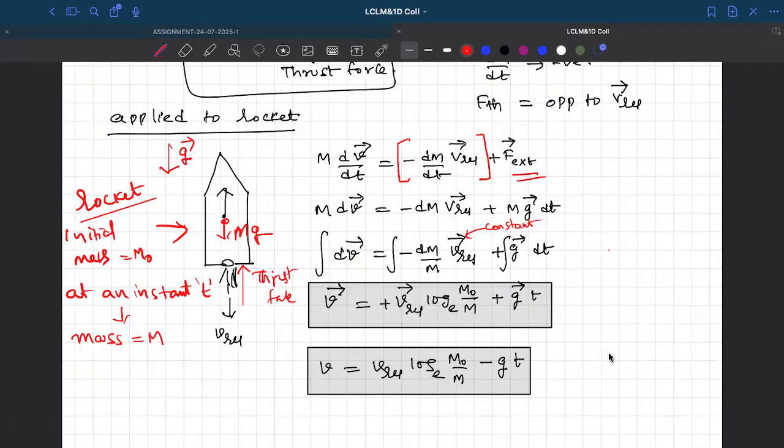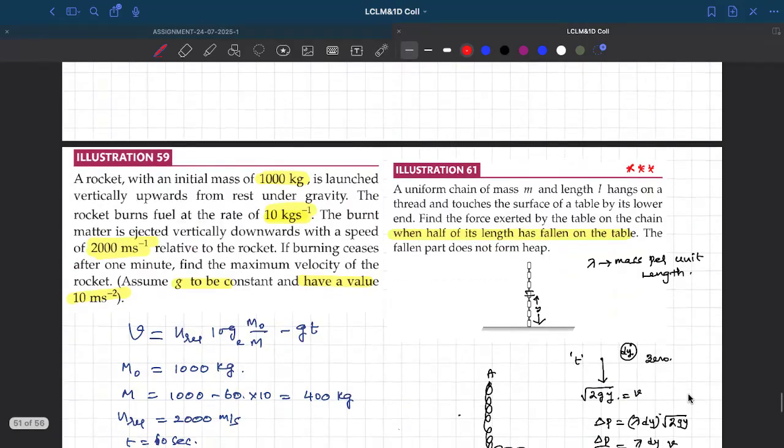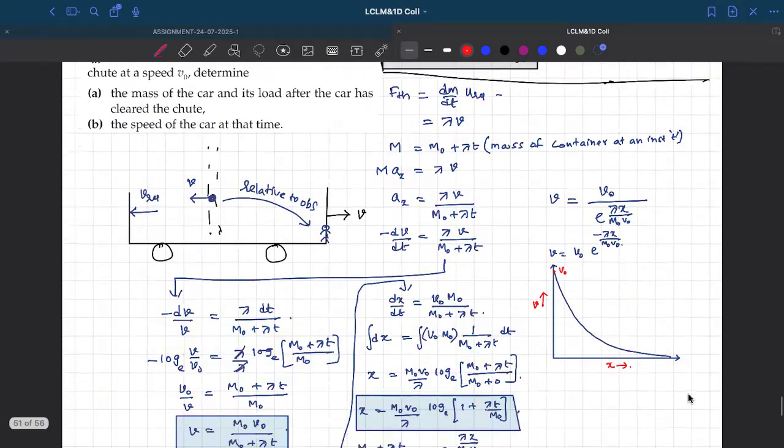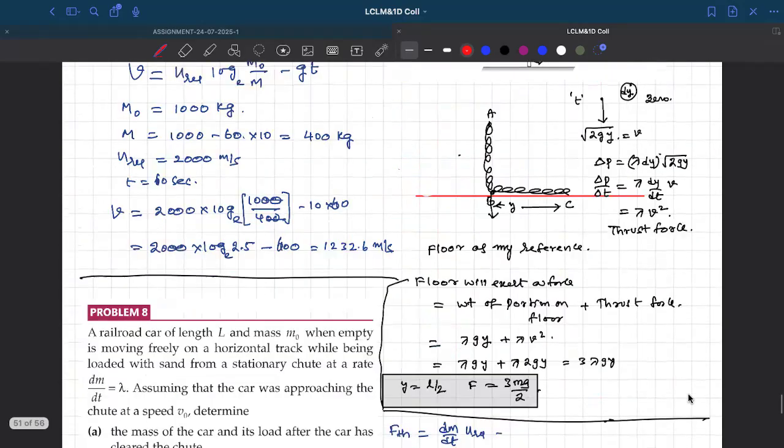So now I am giving you the instantaneous velocity of a rocket. That's what I'm giving you. Instantaneous velocity of the rocket. Any doubts? Right. So there are some models related to this which we need to work one after the other.